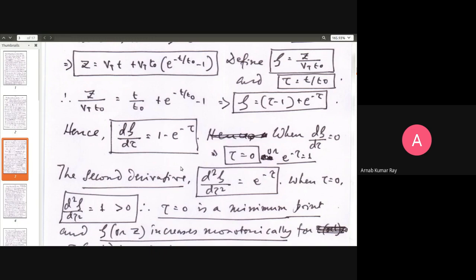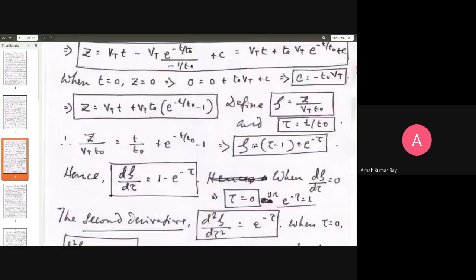Now we shall look at the second derivative for tau equal to 0. d2 zeta by d tau squared will be equal to, taking the second derivative of minus e raised to minus tau, e raised to minus tau. So when tau is equal to 0, d2 zeta by d tau squared is equal to 1, which is a positive number. Hence, the conclusion is that tau equal to 0 is a minimum point, because its second derivative is positive, meaning that it's a stable turning point. And zeta will increase monotonically, because after that there is no other turning point. You just have one turning point.